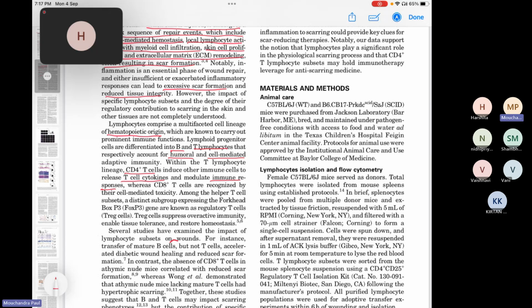Then there is another subpopulation, CD8. They are cytotoxic, meaning they do phagocytosis to destroy the foreign agents. Also, there are helper T cells. They express a very unique gene, that is the FOXP3 gene, and they are also called regulatory T cells. So CD4 T cells, CD8 T cells, and regulatory T cells.